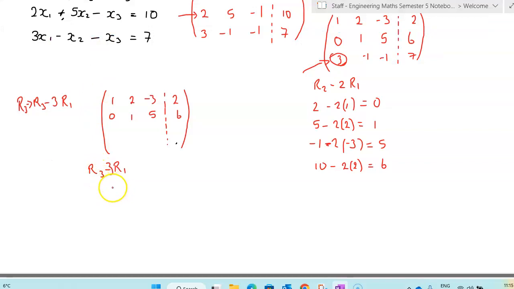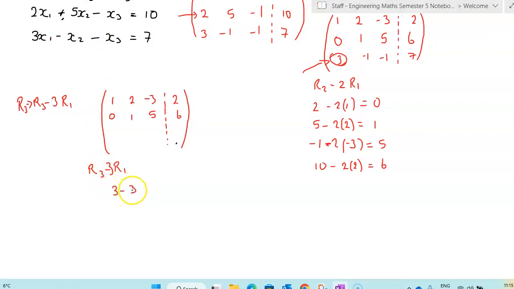So row 3 is 3 minus 3 times 1. So we're working here 3 minus 3 1s, which is 3 minus 3, which is 0. That's the way we've designed it, so that becomes 0. And then the next one is minus 1 minus 3 2s, which is minus 1 minus 6, which is minus 7. So we have a minus 7 here.